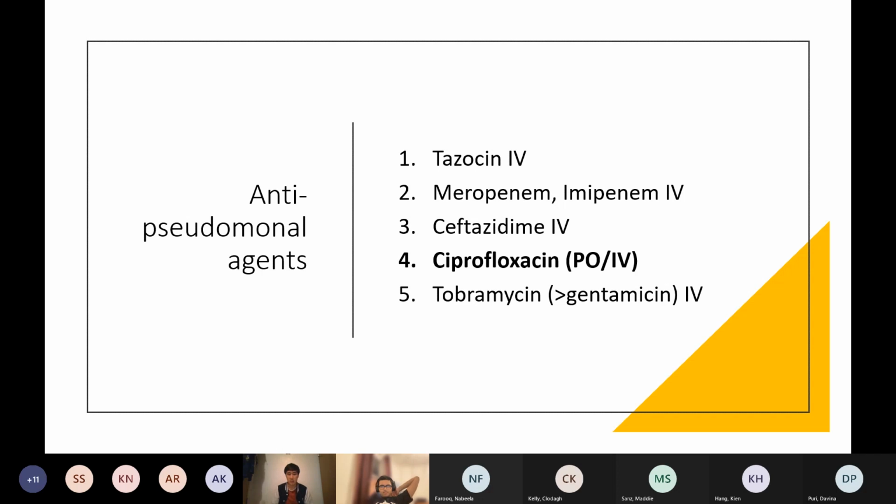So here are the anti-pseudomonal agents. Top choice coming at number 1 is Tazocin, which Anush mentioned earlier is sort of an upgrade on coamoxiclav. So it's piperacillin and tazobactam, and it's very, very good. Second one is a carbapenem, so meropenem or imipenem. Third one is ceftazidime. Can anyone name the class of ceftazidime? Clue comes in the first part of the name.